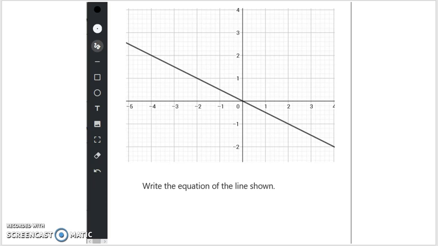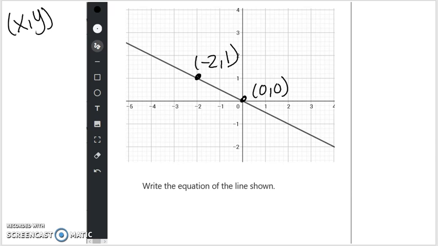Here we go. So the last one, write the equation of the line shown. We have this coordinate 0, 0. We just need one more coordinate. There it is right here at -2, 1. For those of you who maybe you're like, well, wait, how did you get that coordinate? It always is x, y. So this coordinate over here, I went left 2, up 1. So that is -2, 1.